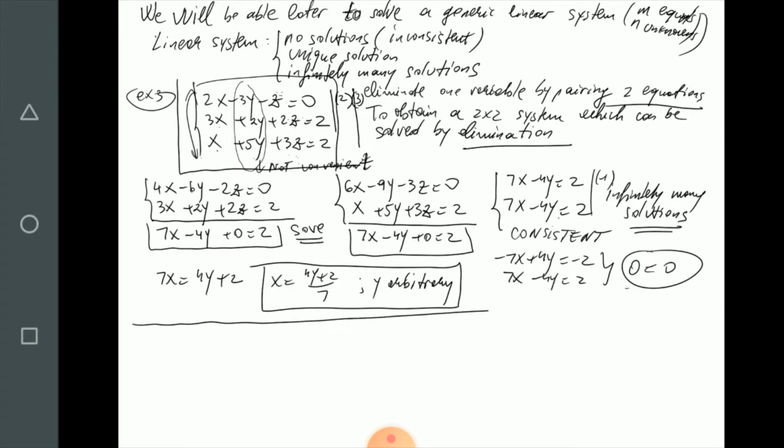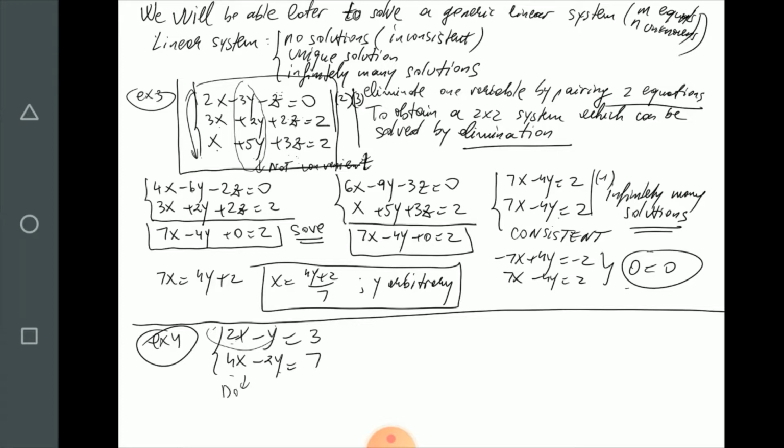On the other hand, if you have fewer equations or fewer unknowns, inconsistency is sometimes easier to spot. So for example, let's call this example 4. Let's say one equation is 2x minus y equals 3, and then 4x minus 2y equals 7. You might notice, if you look carefully, that the left side of the second equation is basically twice the first. So 2x minus y, 4x minus 2y is just double the left side of the first equation.